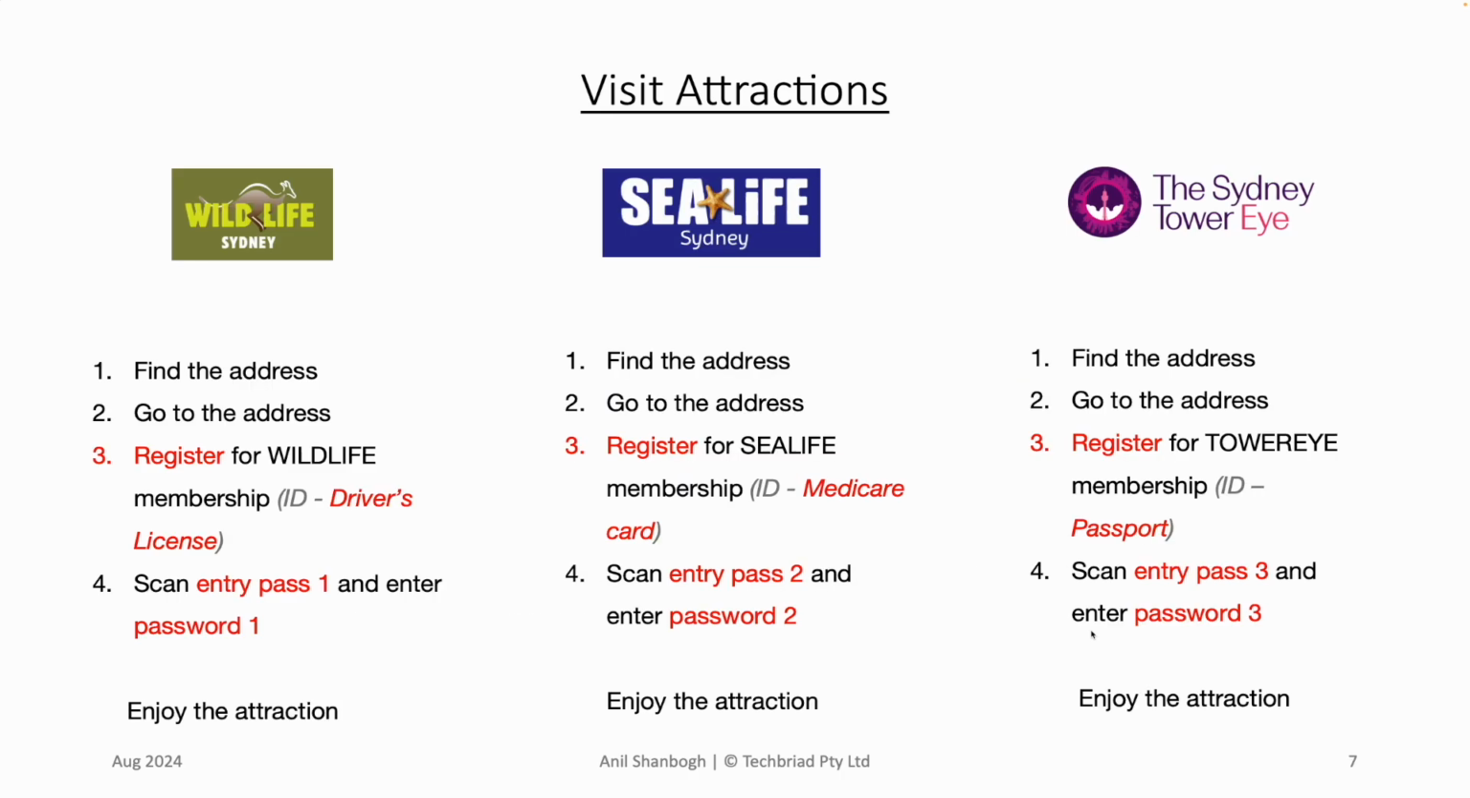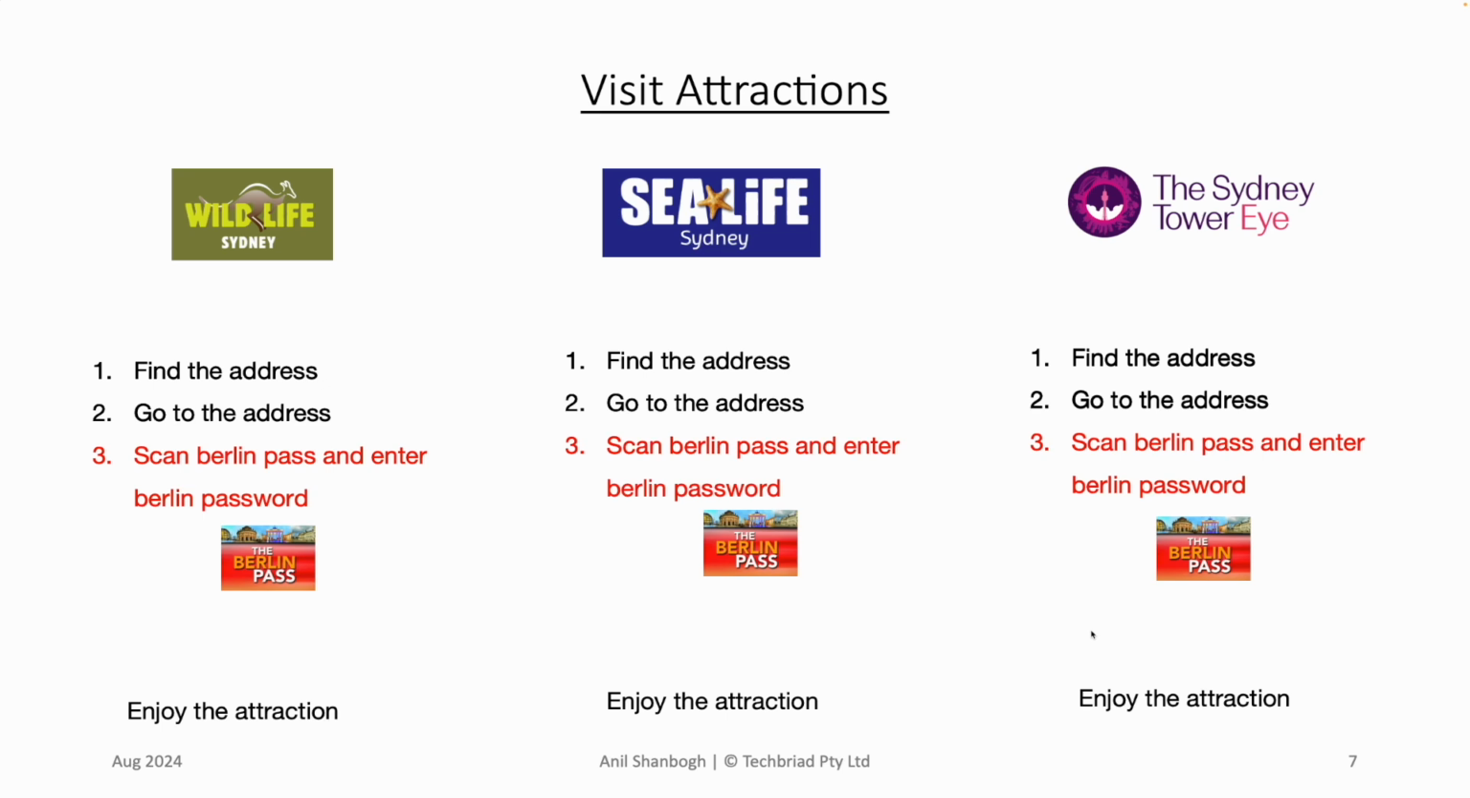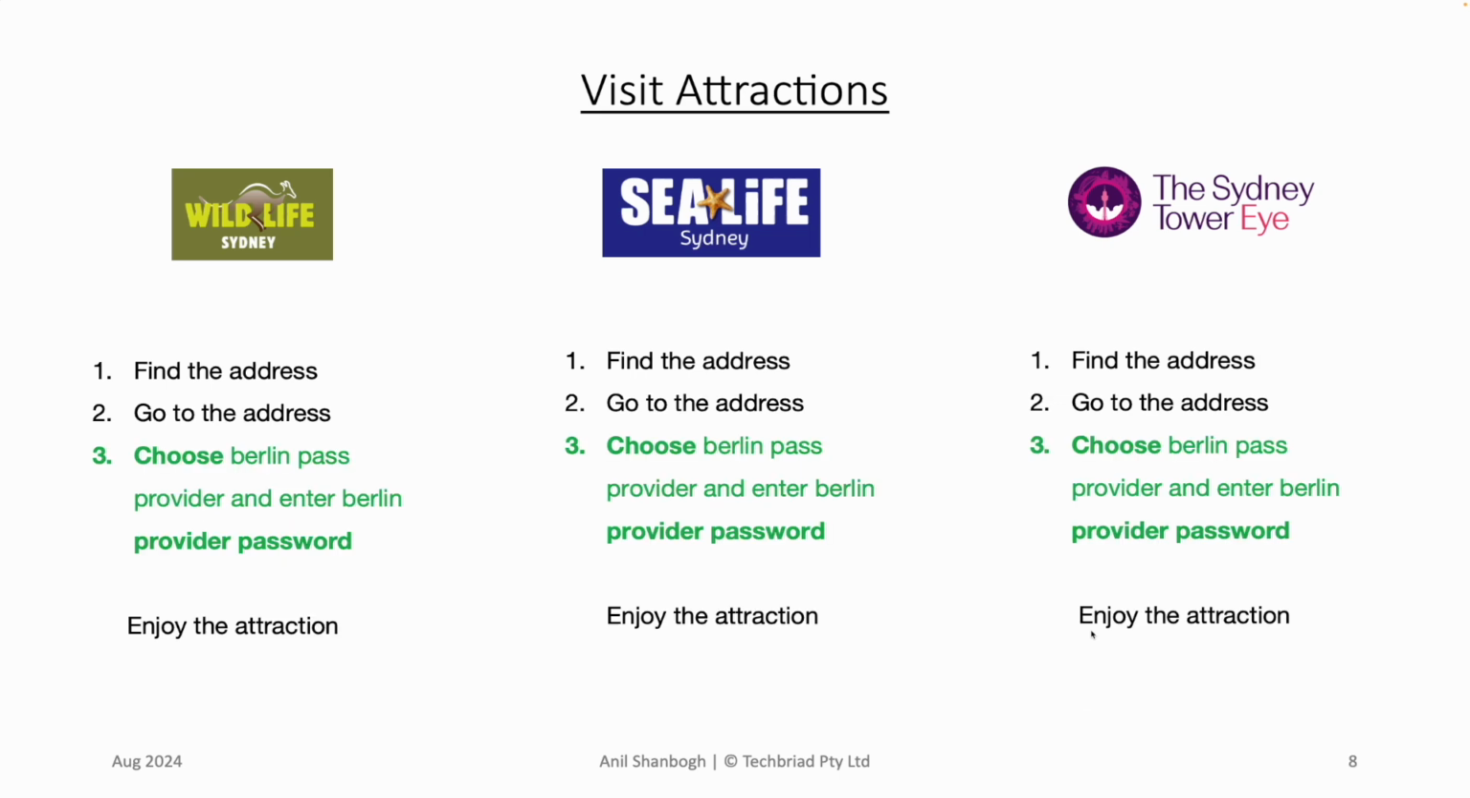So how does this change the entire scenario of visiting attractions now? Steps 3 and 4 will change to something like this, where I just scan the same Berlin Pass over and over again. And if I have different Berlin Pass providers, there's a minor twist here. If I have Woolies, Australia Post and Westpac providing me a pass, every time before I scan the pass, I have to tell the operator that I'm using a Berlin Pass issued by Woolworths or Westpac, and then enter the Berlin Pass password.